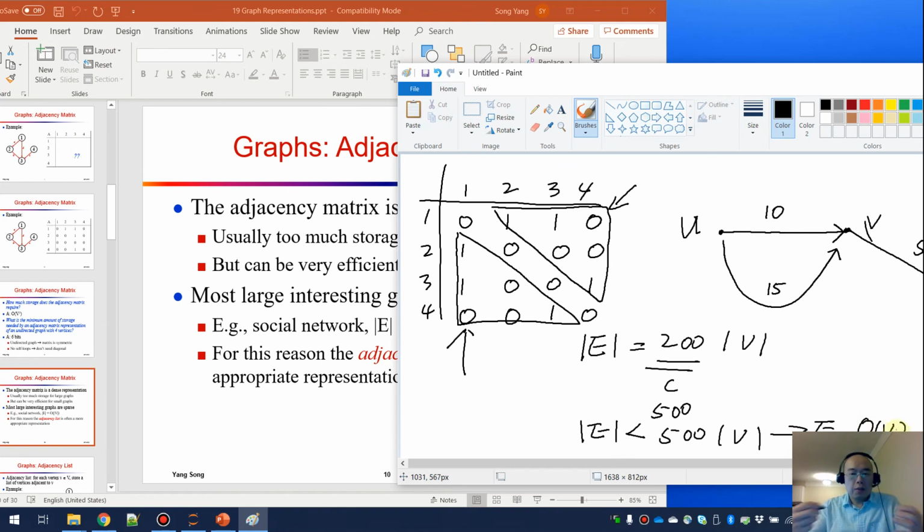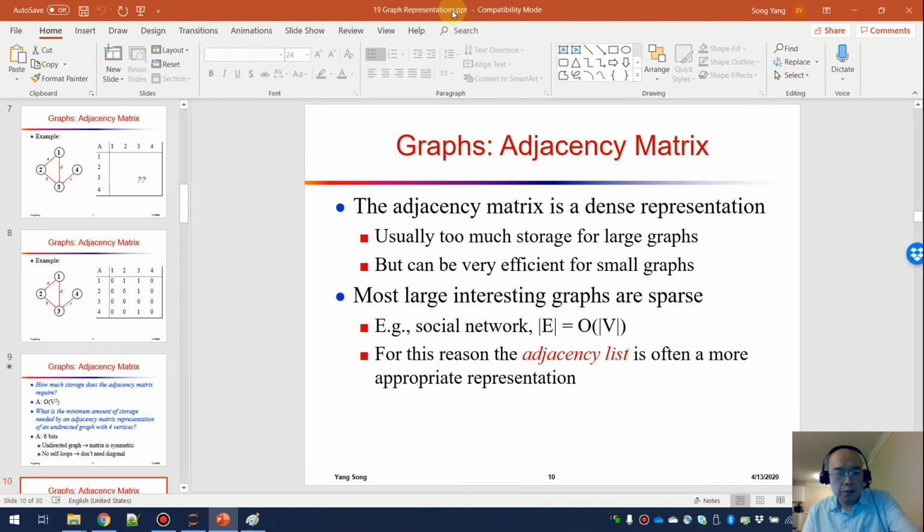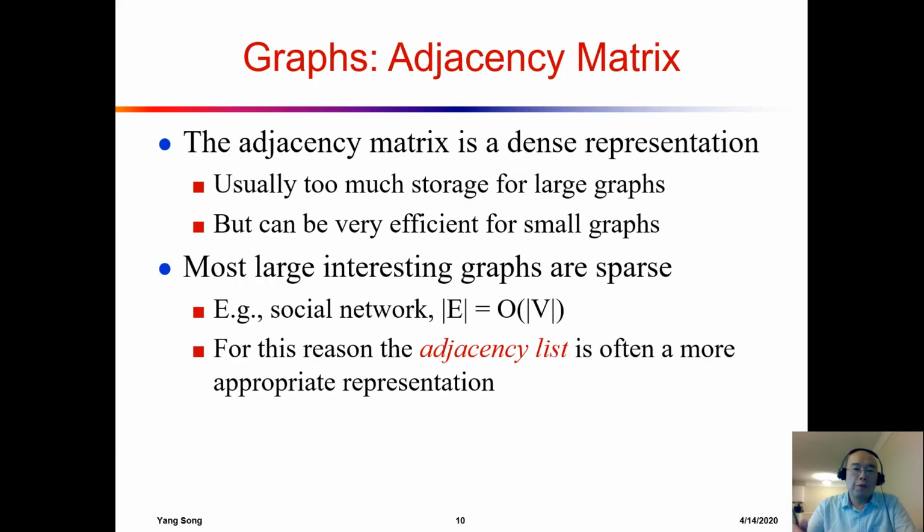So in this case, we probably don't really need to use a super sparse n by n matrix. The next choice we want to talk about is the adjacency list. We use the adjacency list to store a large graph when we know the graph is sparse. Okay, so I'm going to continue in the next video.